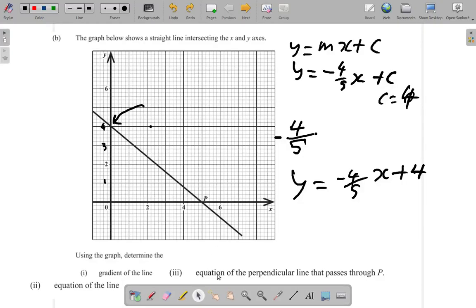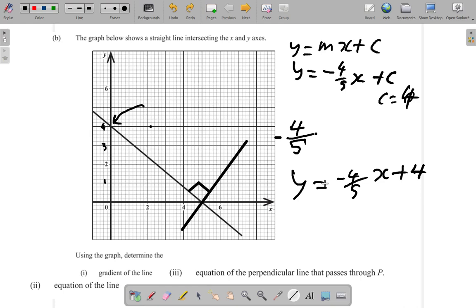Now part 3 is asking for the equation of the perpendicular line that passes through P. P is right here. So that perpendicular line probably looks something like this. Perpendicular means it's at right angle to the original line, 90 degrees to the original line.